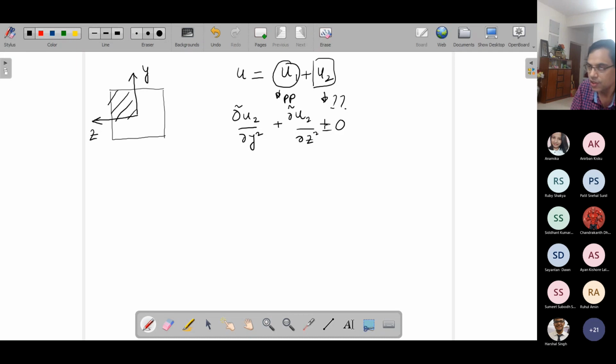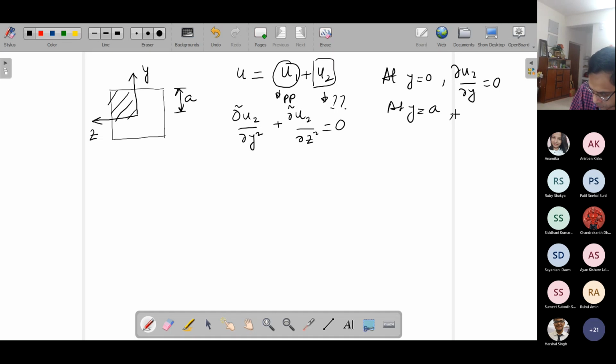Equal to 0. Pressure gradient term we have absorbed via u1, and the boundary conditions are at y equal to 0, you have this one. The dimensions, let us put, I think we considered these as A. So at y equal to A, you have u2 equal to 0.